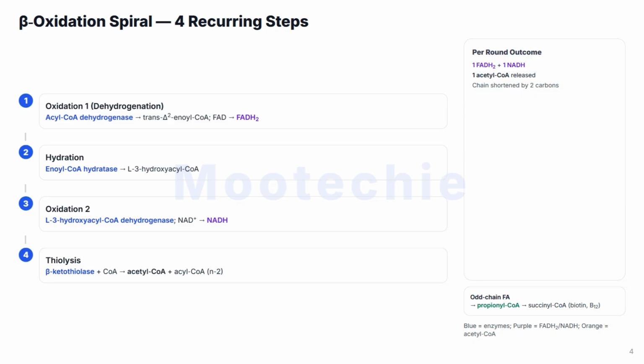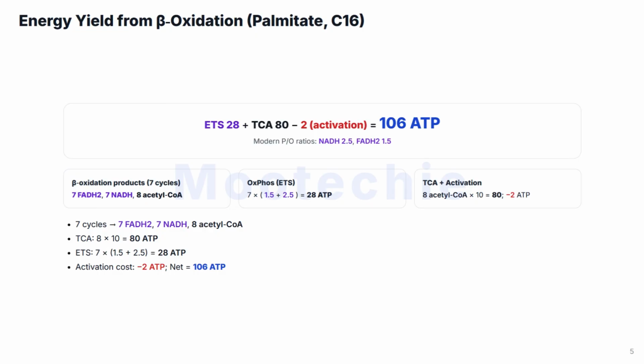Now, let's talk numbers. What's the actual energy yield from beta-oxidation? Our example is palmitate, a 16-carbon fatty acid. The net yield is 106 ATP, calculated as 28 ATP from the electron transport system plus 80 ATP from the TCA cycle minus the 2 ATP cost for initial activation. This uses modern PO ratios where each NADH yields about 2.5 ATP and each FADH2 yields about 1.5 ATP.